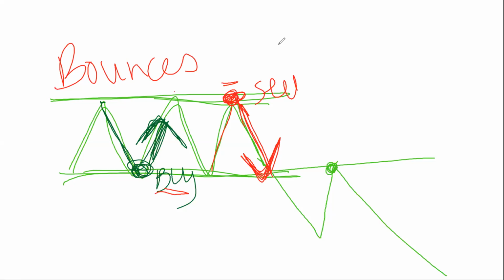If you're following this, if this is making sense, let me know. If you want me to go over bounces again before I go into retests, let me know. No, I'm good. Perfect. Got it. Fantastic. So these are bounces, right? Now, the next type of patterns we see with support and resistance zones are breakouts.